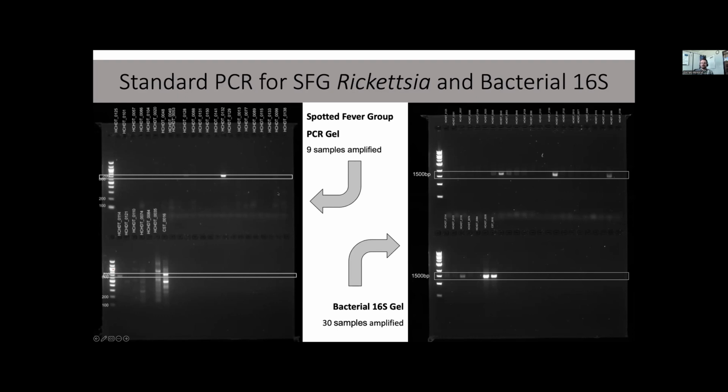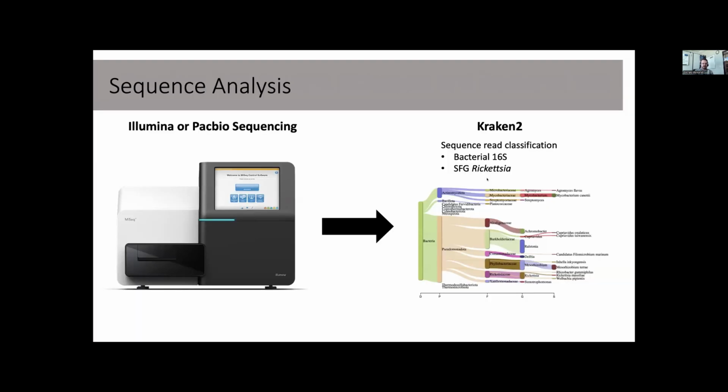And so 9 out of the 30 samples that were positive for pan-Rickettsia came up for the spotted fever group Rickettsia PCR. And looking at the bacterial 16S, 100% of our samples that came up for pan-Rickettsia, so all 30, amplified for the bacterial 16S. We then took the samples that were positive for spotted fever group Rickettsia and bacterial 16S and sequenced those on Illumina sequencing.